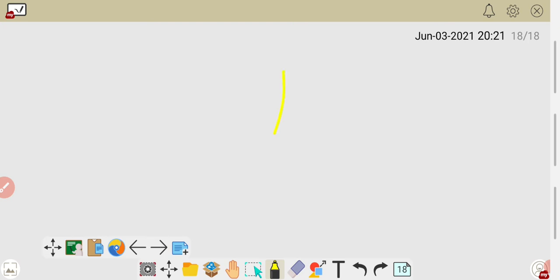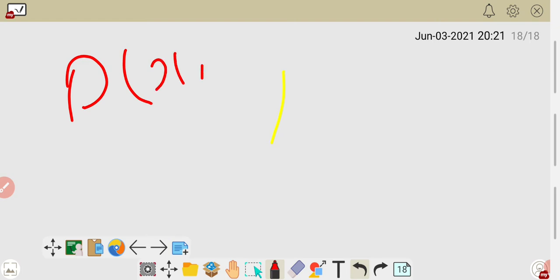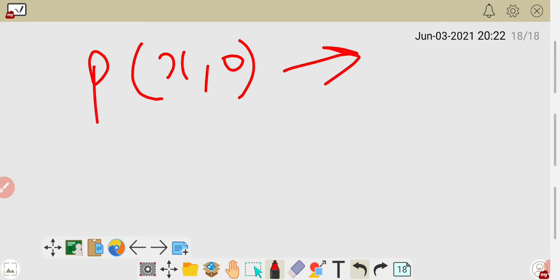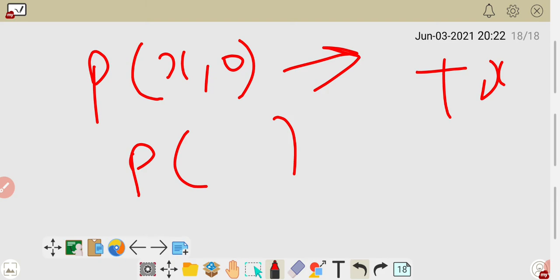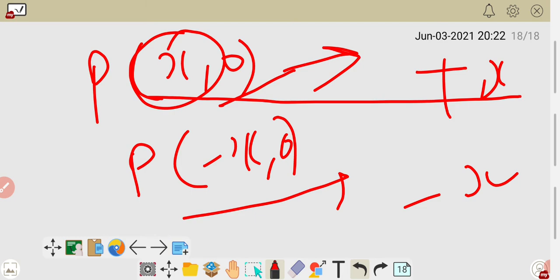So what is the form that you have to identify without plotting that it is lying on the x-axis? If the point lies on the x-axis, then its form is always x comma 0. If it is x comma 0, then you say it lies on the x-axis. If it is positive, it lies on the positive x-axis. If it is minus x comma 0, then minus means negative, so it lies on the negative x-axis. If x comes first and the second is 0, then it lies on the x-axis; if x is positive, the positive x-axis; if negative, the negative x-axis.